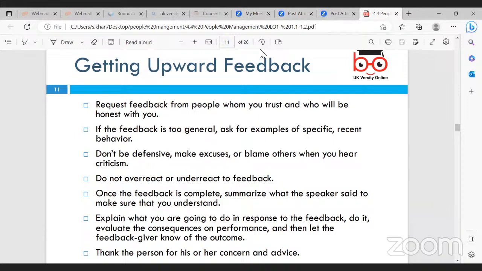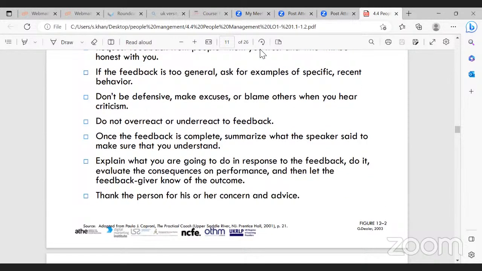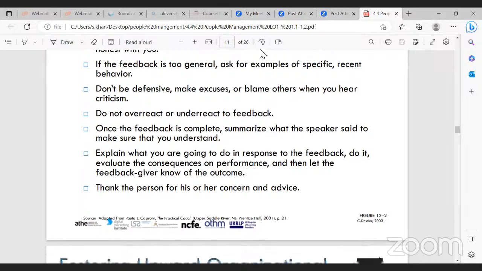It's always better to ask questions, different types of questions, in regards to where am I going wrong? How am I going to get better? These kinds of things will help you. Explain what you are going to do in response to the feedback. Do it, then evaluate the consequences on performance, and let the feedback giver know of the outcome. And also thank the person for their concern and advice, because that's the best advice you'll be getting in regards to any feedback you want to get. So it's better to ask questions, get all the feedback, and then thank the person as well.